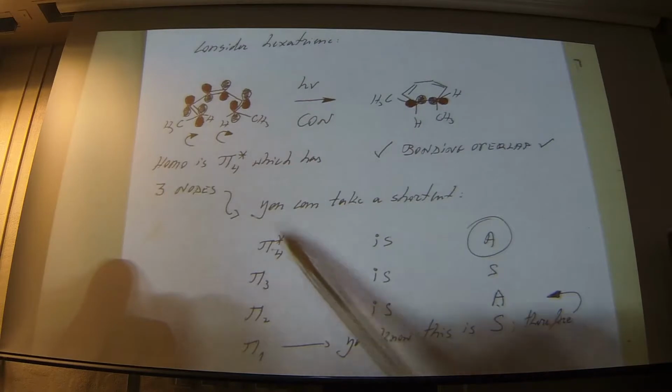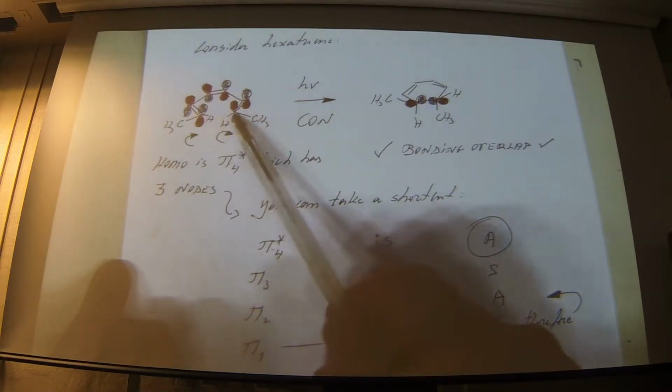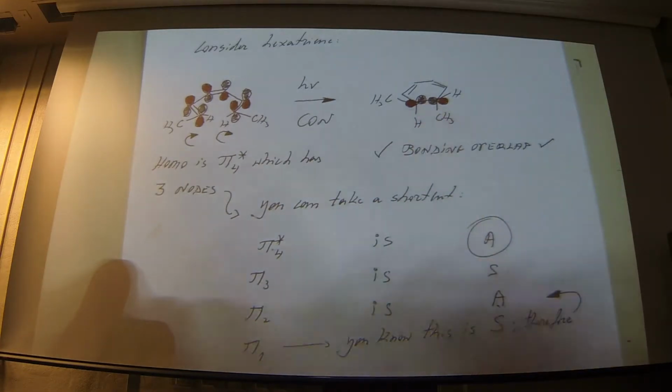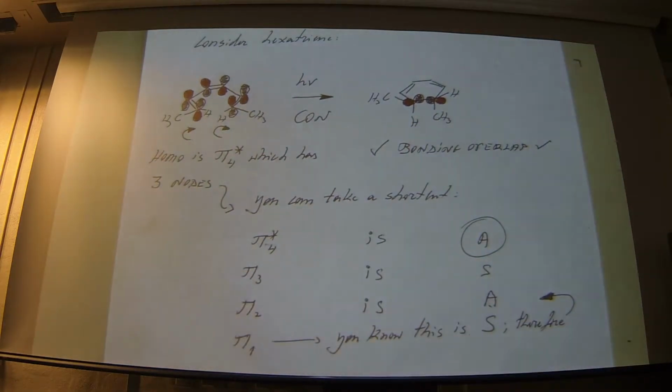But you know what? I didn't have to because here is where it matters. And so a con rotation here results in a bond. And so for a 6 pi electron system, the photochemical reaction is a con rotation. Don't memorize it. You don't need to.